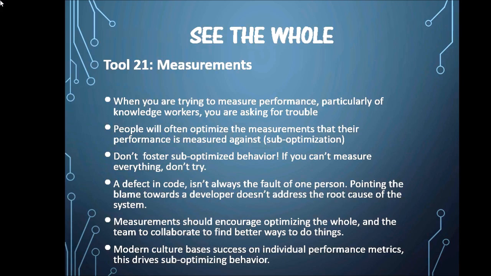A defect in code isn't always the fault of one person. Pointing the blame at a developer doesn't address the root cause in the system. Measurement should encourage optimizing the whole and help the team calibrate to find better ways to do things. Modern culture bases success on individual performance metrics, and this drives sub-optimization behavior.